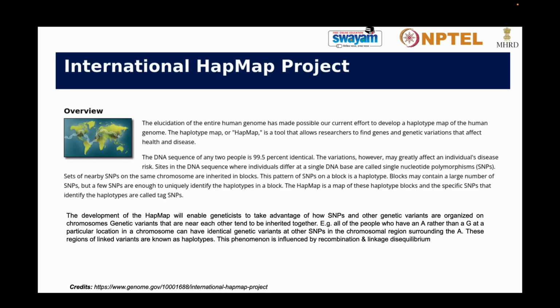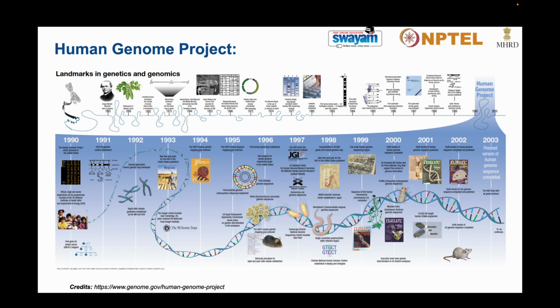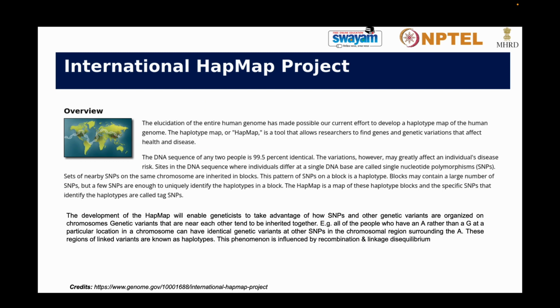Then came another project, that was the International HapMap Project. HapMap means haplotype map. It is a short form. The HapMap project came because dealing with the entire genome sequence is very complex. As I discussed during the haplotype introduction, we said that we move to the haplotype level because if you deal with the genomic DNA and individually compare the SNPs, it's very difficult and very complex because you have to deal with such a huge sequence. So that's why haplotypes were constructed.